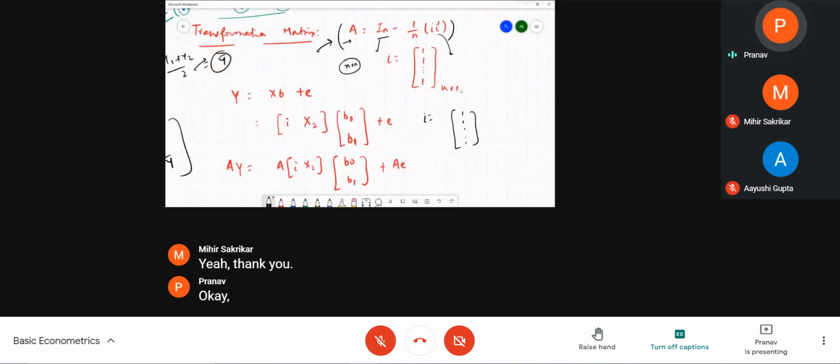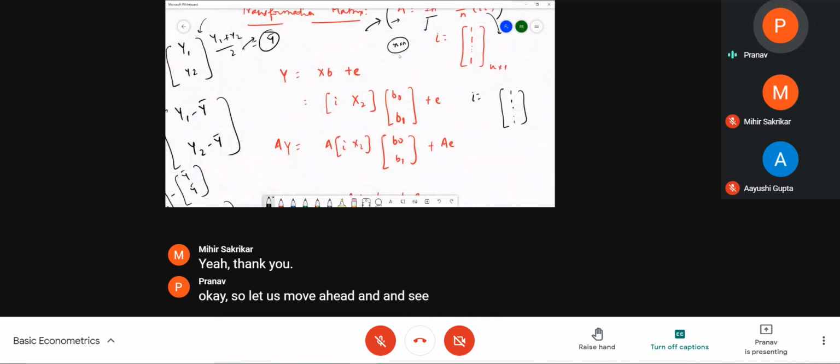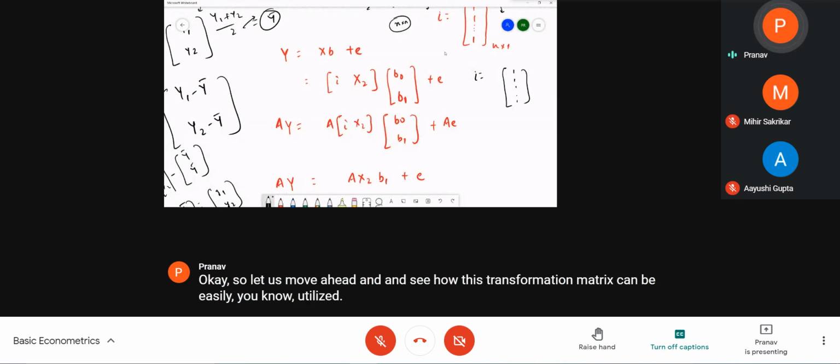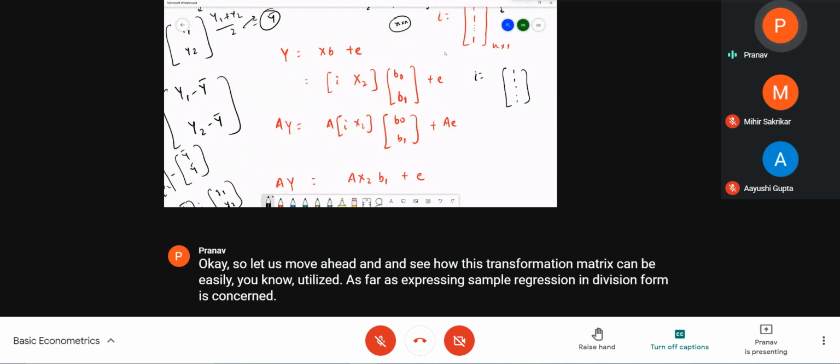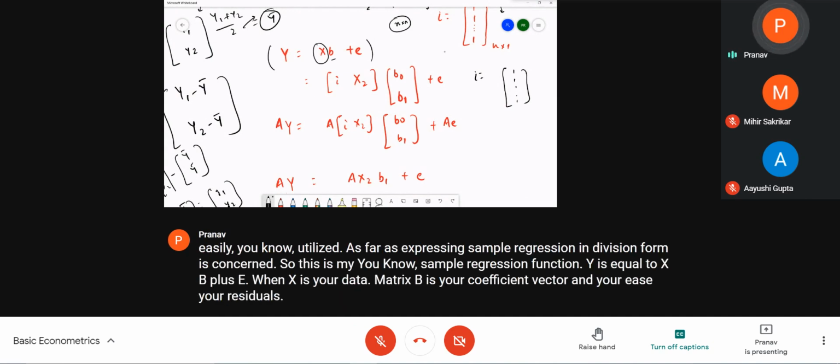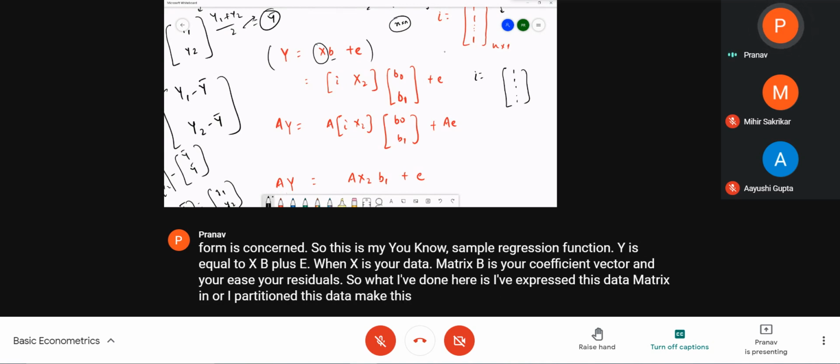Okay, so let us move ahead and see how this transformation matrix can be easily utilized as far as expressing sample regression in deviation form is concerned. So this is my sample regression function. Y is equal to Xb plus e, where X is your data matrix, b is your coefficient vector, and e is your residuals. So what I've done here is I've partitioned this data matrix exactly into two portions.